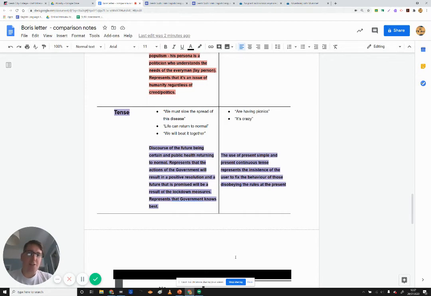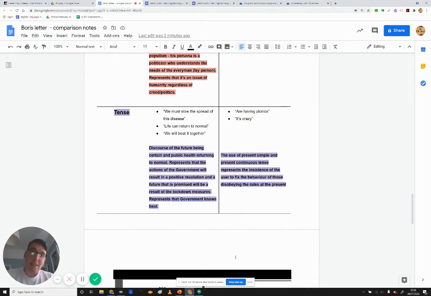This represents that the actions of the government will result in a positive resolution. Therefore, we should believe it. So the context of the text is to persuade people. How does it do it? It promises a brighter future. Whatever the government does in terms of lockdown, in terms of the measures that we have, it will result in a positive future for us. And that represents the idea that therefore the government knows best. Again, that idea of a paternal government who control everything, and we have to do what they say. Why? Because they're going to give us the future that we want.